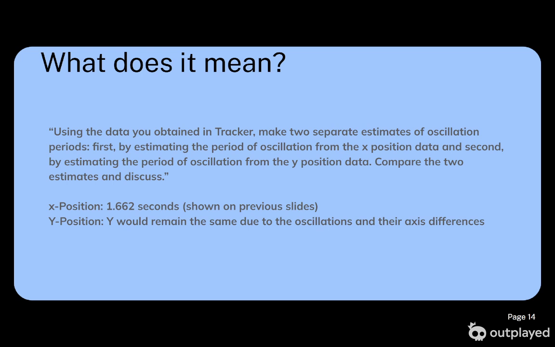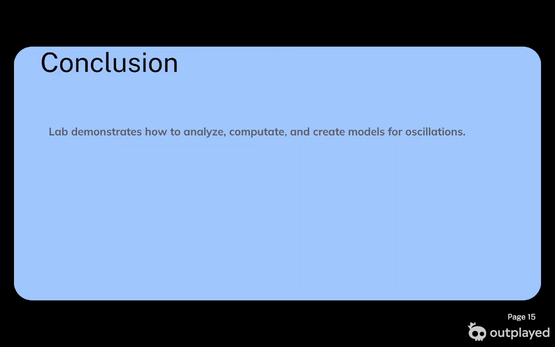And then the second what does it mean question: using the data you obtained in Tracker, make 2 separate estimates of oscillation periods. First, by estimating the period of oscillation from the x position data, and second, by estimating the period of oscillation from the y position. Compare the 2 estimates and discuss. The x position, as I discussed before, I believe would be about 1.662 seconds, and then the y position would remain the same due to the oscillations and their axis differences. And my conclusion is that this lab demonstrates how to analyze, compute, and create models for oscillation.